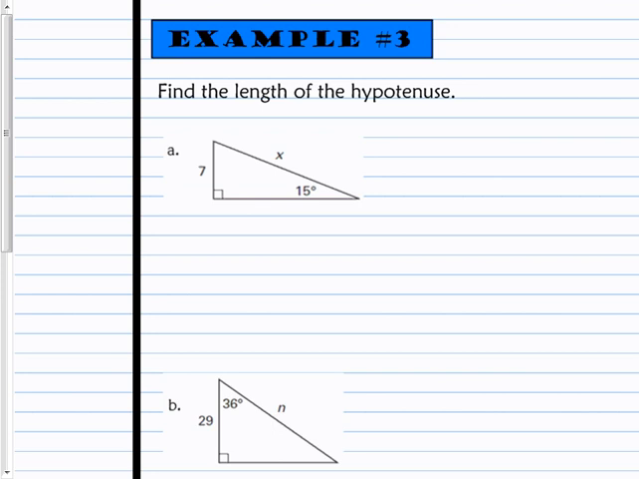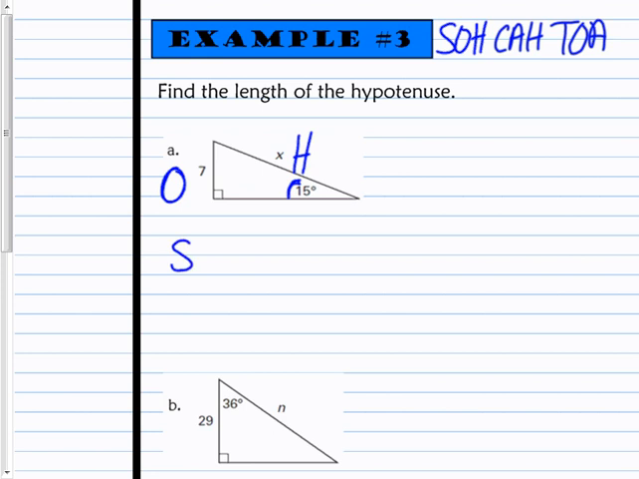Example number 3, find the length of the hypotenuse. 3a, find the length of the hypotenuse. So this is the angle that we're working with. From the perspective of that angle, let's label the sides. Well, this is opposite. This is the hypotenuse. I'm going to write down my phrase. I have opposite and hypotenuse, so I'm going to work with sine. So sine 15 equals 7 over x.